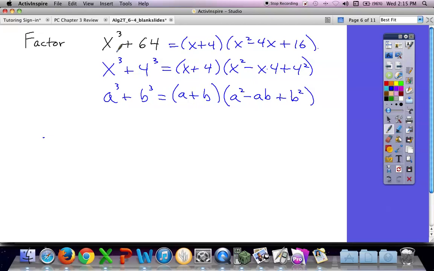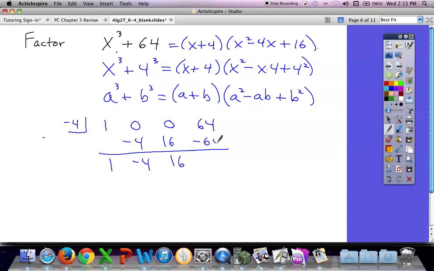If I did synthetic division on this, I would write down 1, 0, 0, 64, right? What would go in the bracket if I'm dividing by x plus 4? Negative 4, and draw my line, bring down the 1, negative 4 times 1, add, negative 4 times negative 4, add, negative 4 times 16, negative 64, add, remainder is 0, and this is x squared minus 4x plus 16. And that is the second set of parentheses.